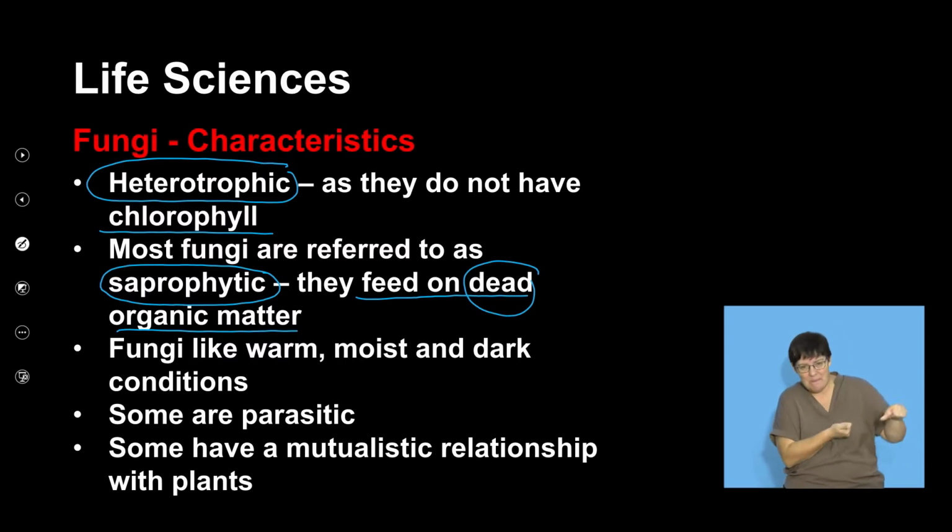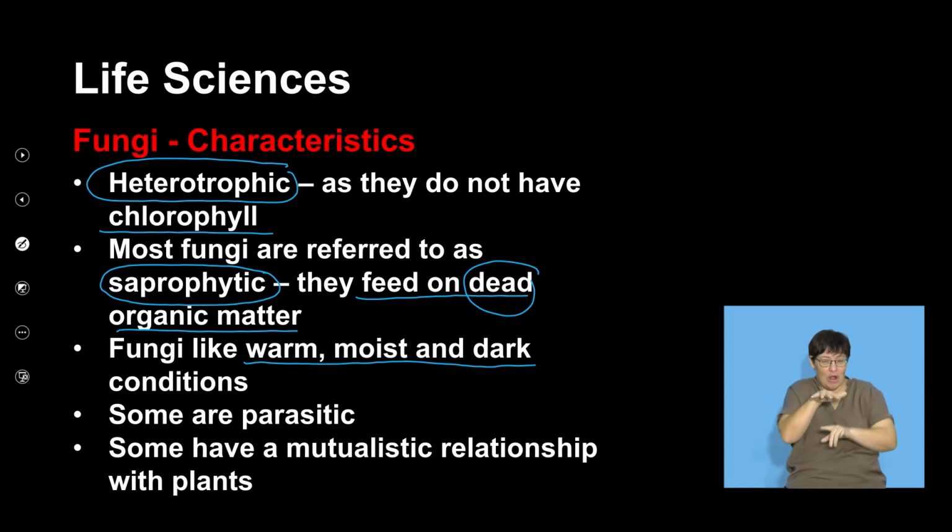Let's have a look at their conditions, and you'll see that. They like warm, moist, and dark places, right? They don't need sunlight, no chlorophyll. Warm and moist, nice temperature. What is another word for moist? Water. So we need to have nice warm temperatures. Dark, we don't need the sunlight because we don't need to photosynthesize.